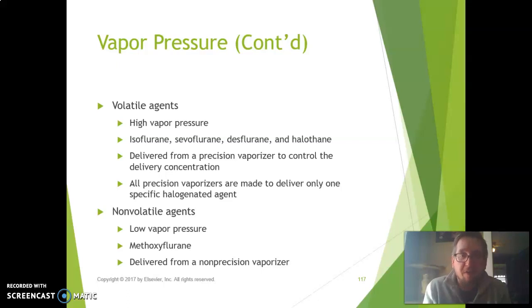They're delivered via that precision vaporizer to control the delivery concentration. All precision vaporizers are made to deliver only one specific halogenated agent. So in other words, you cannot put sevoflurane in an isoflurane vaporizer. You cannot put isoflurane in a sevoflurane vaporizer. They're set differently, and they require that specific gas to be used.